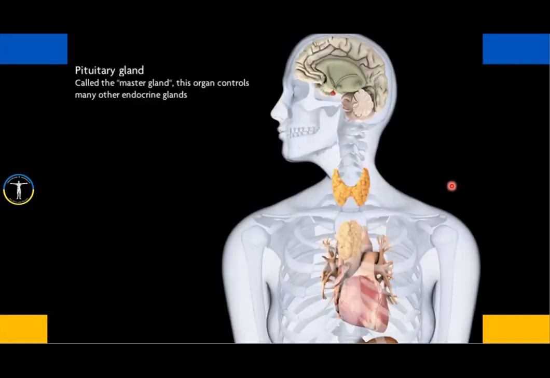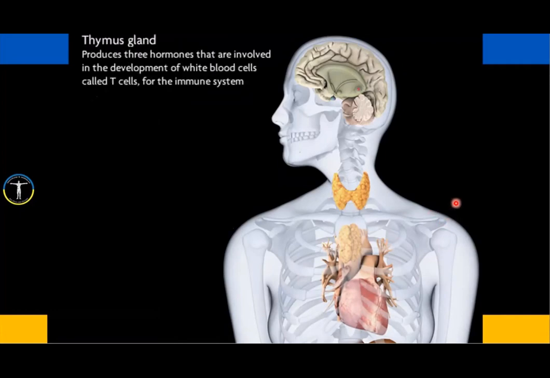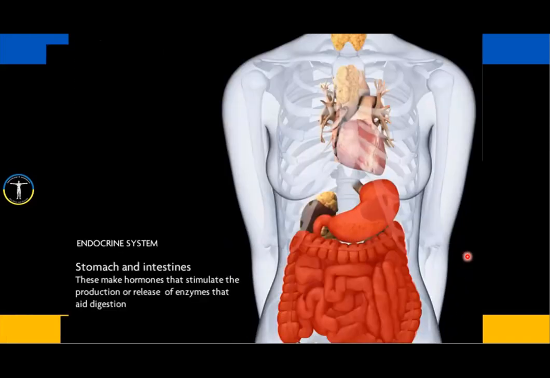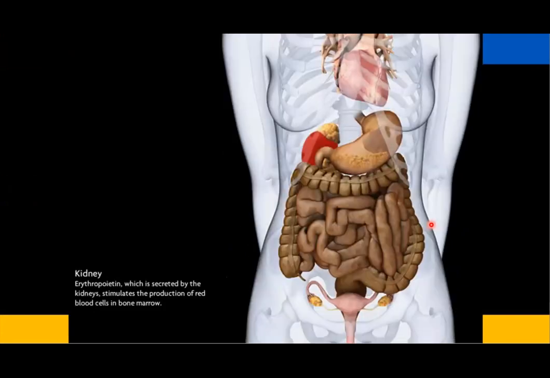And different organs are located, for example, in the heart, which produces a hormone called atriopeptin, and it's part of the endocrine system. In the stomach and intestine, they make hormones that stimulate the production and release of enzymes for digestion. And in the kidney, erythropoietin, for example.